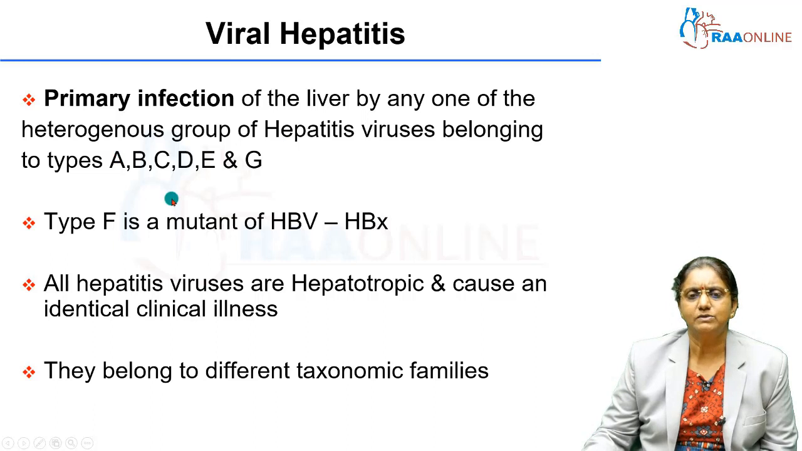And all these viruses belong to different taxonomical families, but they're all put together in the same group as hepatitis viruses because they all are hepatotropic, meaning they have an affinity to the liver and the ability to cause a primary infection of the liver, and they all cause an identical clinical illness. And we all know if there is hepatitis, the presentation will be a prodromal phase, and then you have the icteric phase where there is jaundice.